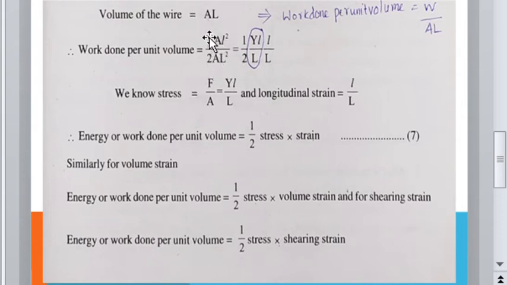That's why we got YAL square divided by 2A into L square. This additional AL comes to the denominator. So our final expression becomes half. This A and A cancel out. So YL by L into L by L. I rearranged it systematically because we know that YL by L is the force by area, that is stress.